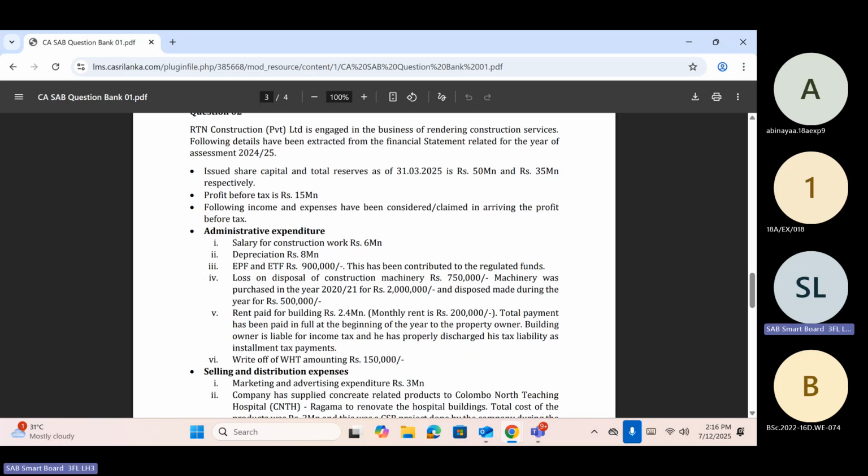Loss on disposal of construction machinery. That is an accounting loss. Disposal of what type of asset? A depreciable asset, or a capital allowance entitled asset. So the accounting adjustment is not relevant. We need a separate adjustment; that is a tax adjusting item. Therefore, first we have to remove that accounting impact.